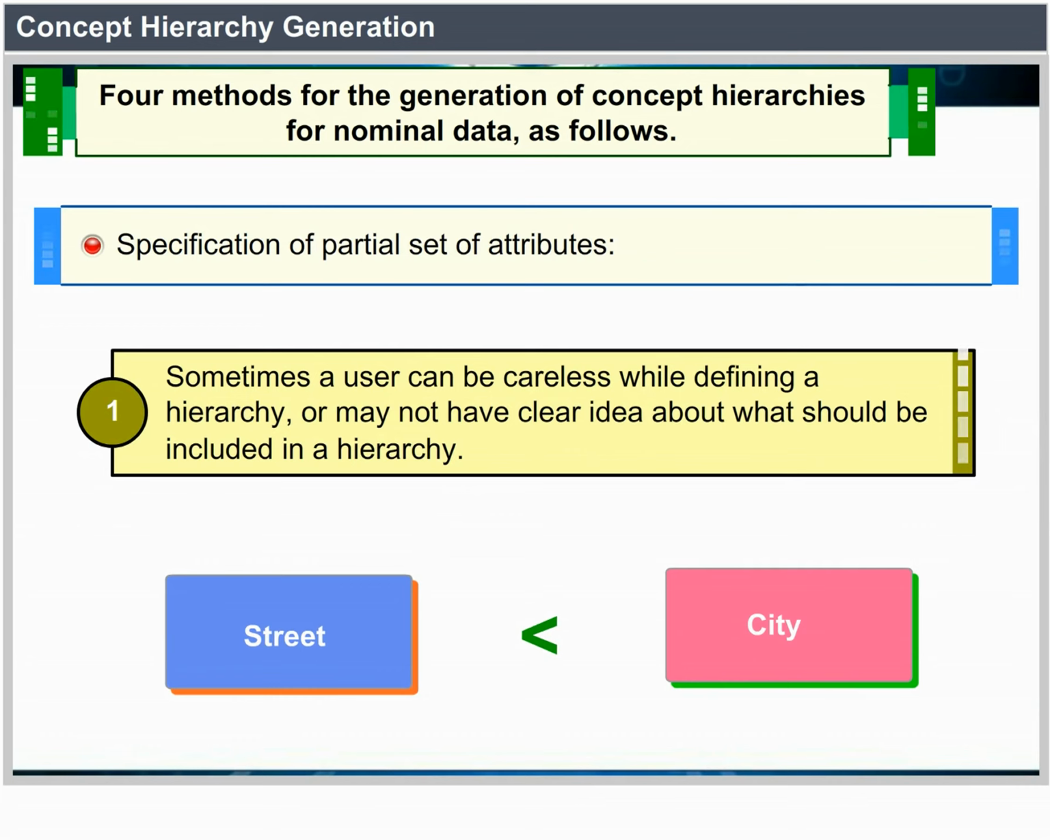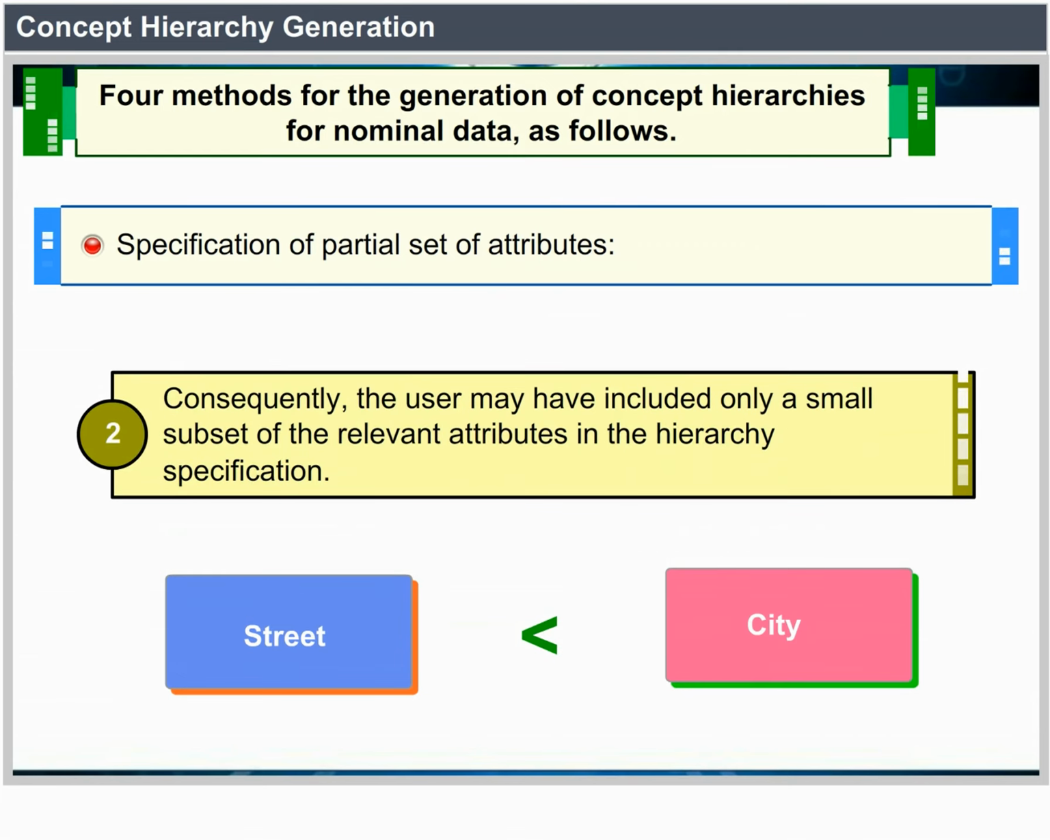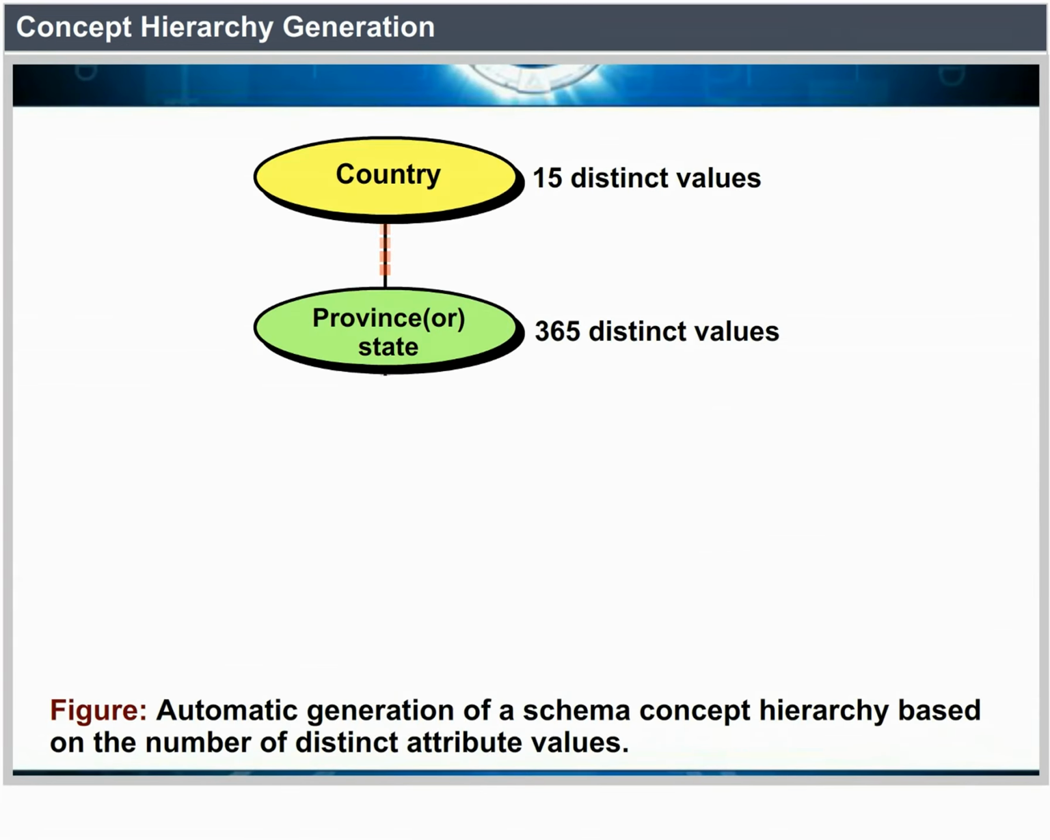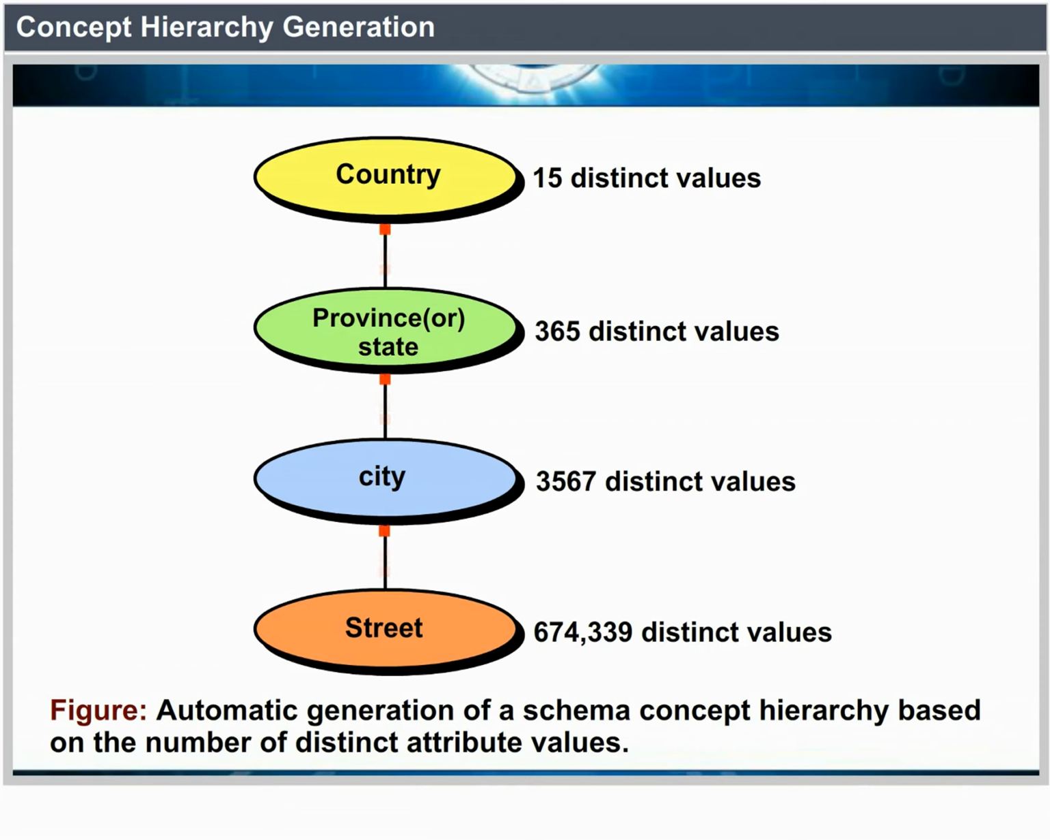Sometimes a user can be careless when defining a hierarchy or have only a vague idea about what should be included in a hierarchy. Consequently, the user may have included only a small subset of the relevant attributes in the hierarchy specification. The figure shows the automatic generation of a schema concept hierarchy based on the number of distinct attribute values.